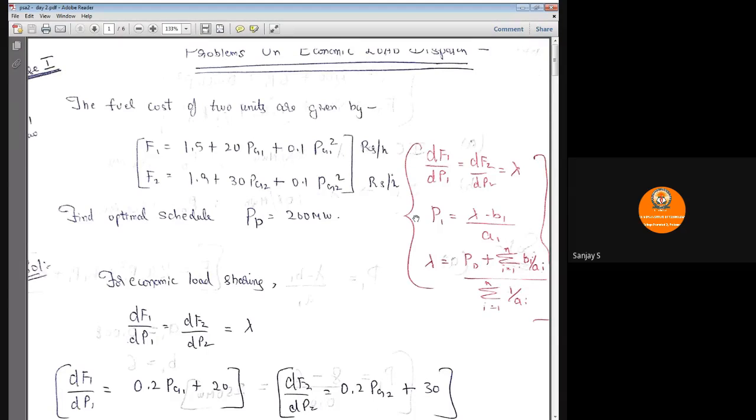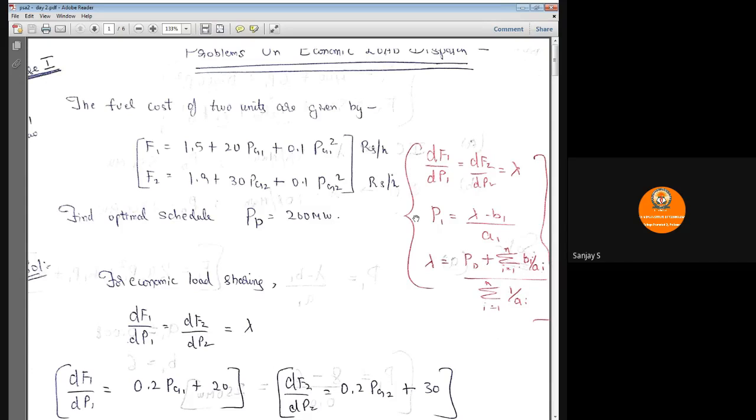Shall we continue? Are you able to hear me? Yes, sir. Okay. So here, let's start with the first problem. The problem says the fuel costs of 2 units, meaning 2 generating units, are given by the following equations. Before starting with the problem, I just want to tell you one thing. There, he has used F1. In some textbooks they will use C1 for the fuel cost; some textbooks write it as F, some write it as C. So both mean one and the same.